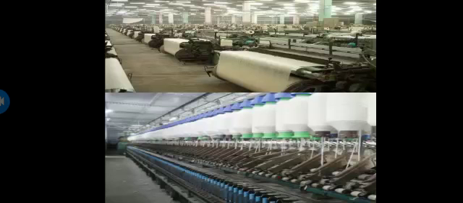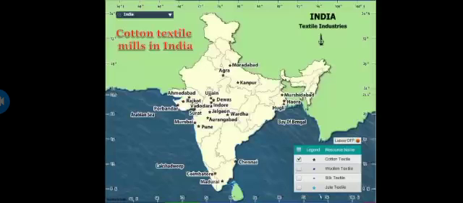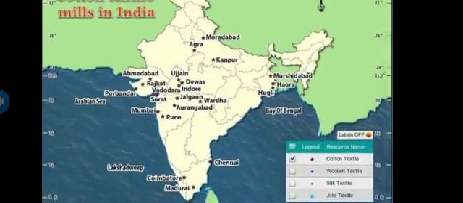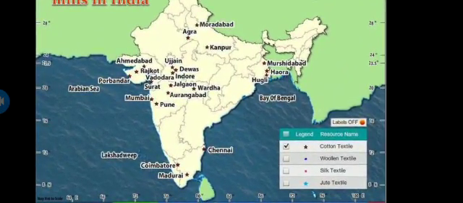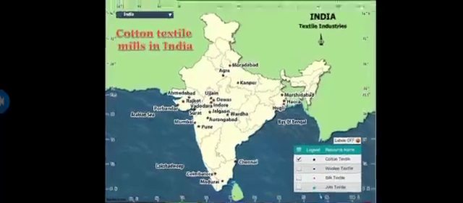So this is how a textile manufacturing factory looks. So, cotton textile mills in India. Let us see in detail about map work over here. This is very important from examination point of view, children. You have to be very careful while locating where these cotton industries are located. This map actually shows cotton industry, woolen textile, silk and jute. But the starred ones are cotton textiles in India. The same thing is there in your textbook. You can refer at your convenience, children.